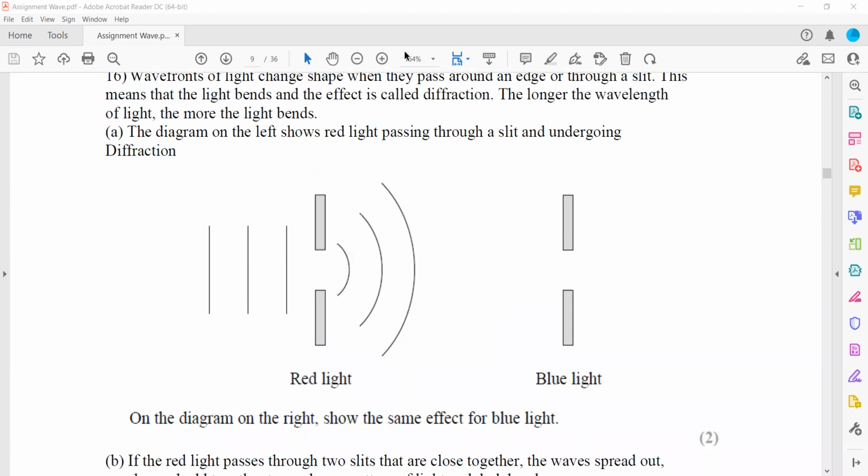So blue light, in terms of wavelength, has a higher frequency or shorter wavelength. So it will have a small gap between the two wavefronts. As it has a smaller gap between the wavefronts, here the same gap but the wavelength is shorter, so it will have a small diffraction. How do we represent a small diffraction? The wavelength should not change, you should make them evenly spaced, but the diffraction should be small. So this is how the blue light is diffracted.